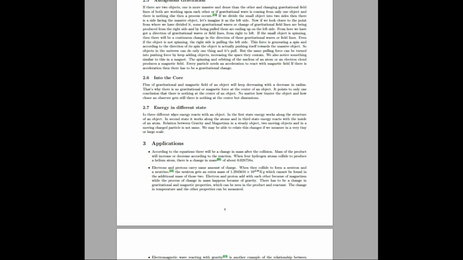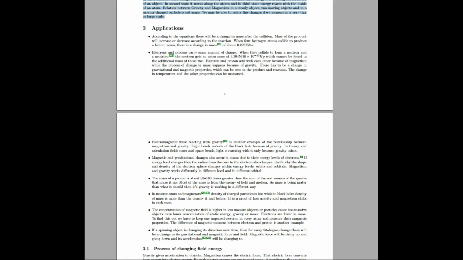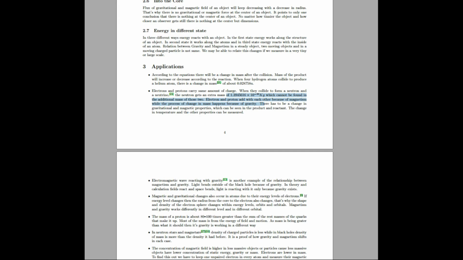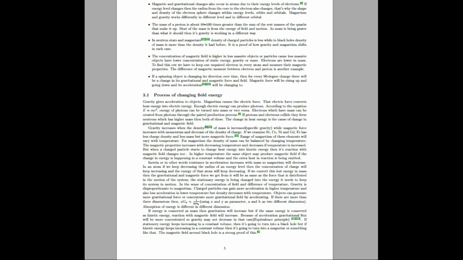So I have said something about energy in different states, like how energy reacts throughout the process, is written here. Showed some applications, like they're researching photons, and electrons, and several different things, like light bands, several different things where it should be searched for. And now this is a very sensitive situation where we see the process of changing field energy.